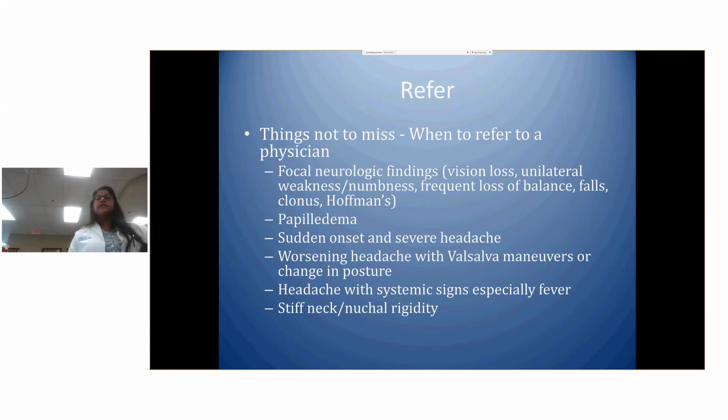Things not to miss, when to refer to a physician. If you have focal neurologic findings, vision loss, unilateral weakness, numbness, neurologic symptoms, frequent repetitive loss of balance, history of frequent falls, clonus, a Hoffman's or Babinski sign that's new, that wasn't there before, that's something concerning. Also papilledema, a sudden onset and severe headache, worsening headache with Valsalva maneuver or change in posture, headache with systemic signs, especially fever, nuchal rigidity or stiff neck.